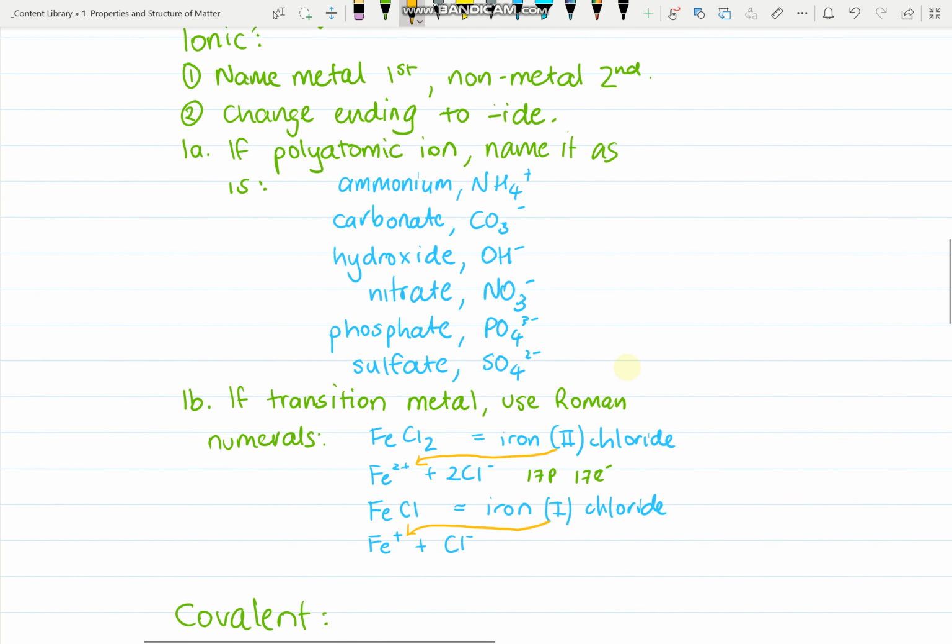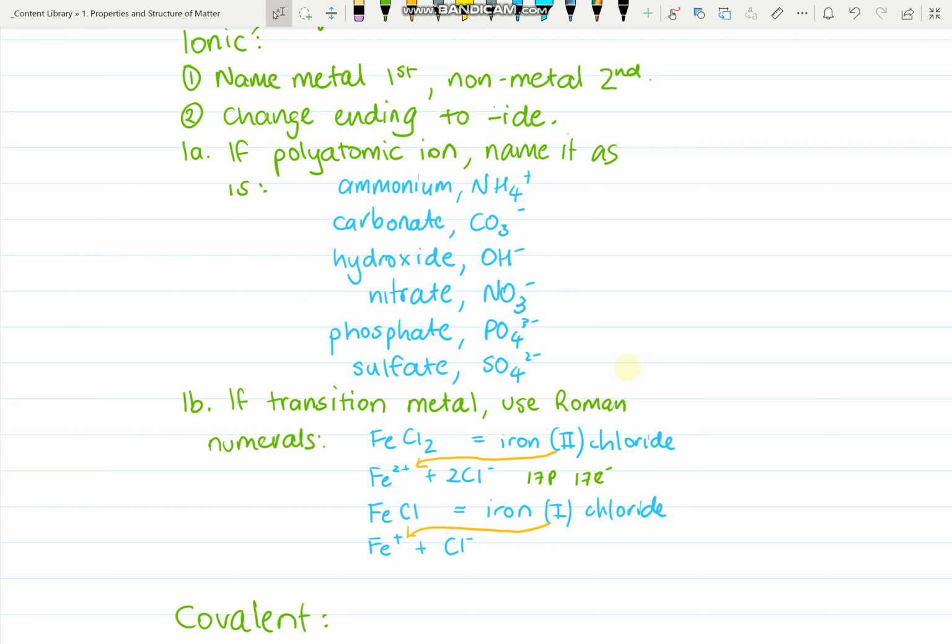And the other thing is, if you see a transition metal, then you need to use Roman numerals to denote the charge of the transition metal. So in this case, it's iron(II) chloride and Fe2+, and in this case, it's iron(I) chloride because iron's charge is 1.